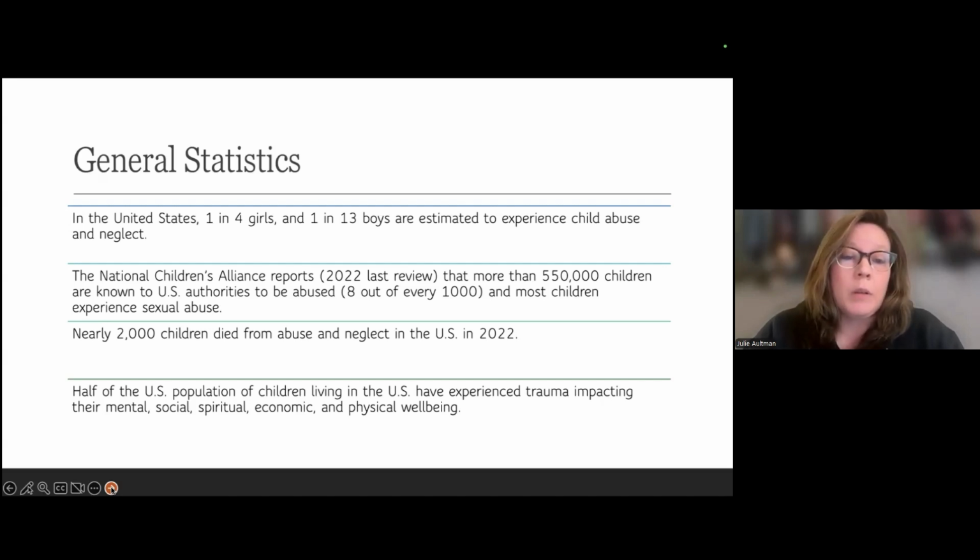And then half of the children living in the US have experienced trauma. Going back to my previous slides, that trauma can be confounded by incarceration, divorce, etc., that impact mental, social, spiritual, economic, and physical well-being.